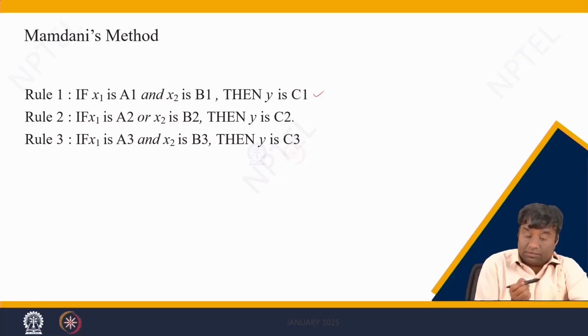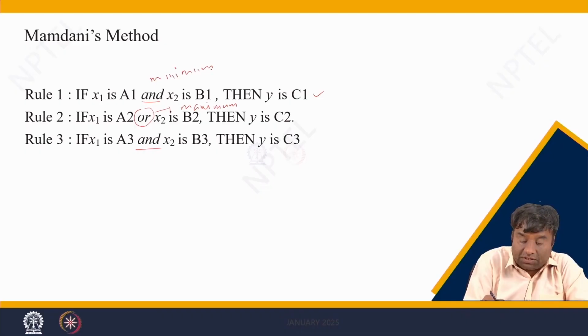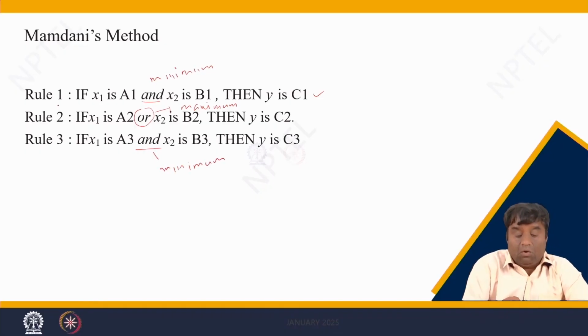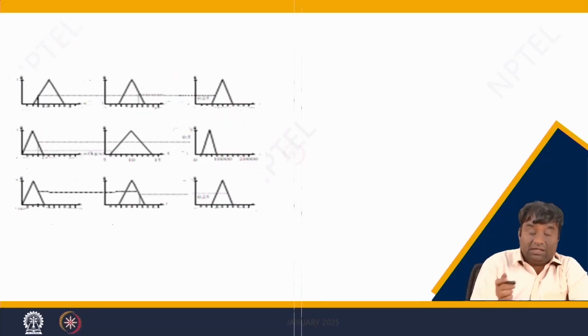So here this is connected with and, so we'll take the minimum value. This is connected with or, so here we need to take the maximum value, and this here we will take the minimum value. I hope you have understood these things. So what I am saying, in rule 1 we get the minimum value, in rule 2 we consider the maximum value, in rule 3 again we consider the minimum value. So have a look at the fuzzy sets A1 B1 C1 and A2 B2 C2 and A3 B3 C3. So these are some fuzzy sets.